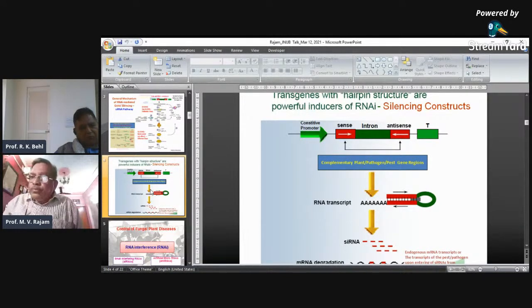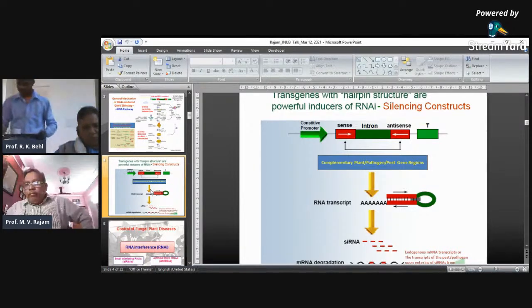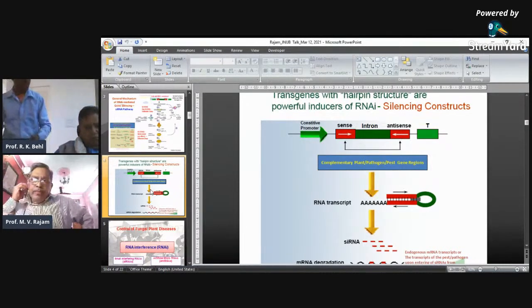The silencing constructs can also be prepared in two different ways, but most people prefer this method for preparing hairpin RNA constructs, which are much more effective than other methods. Next, please. Next.